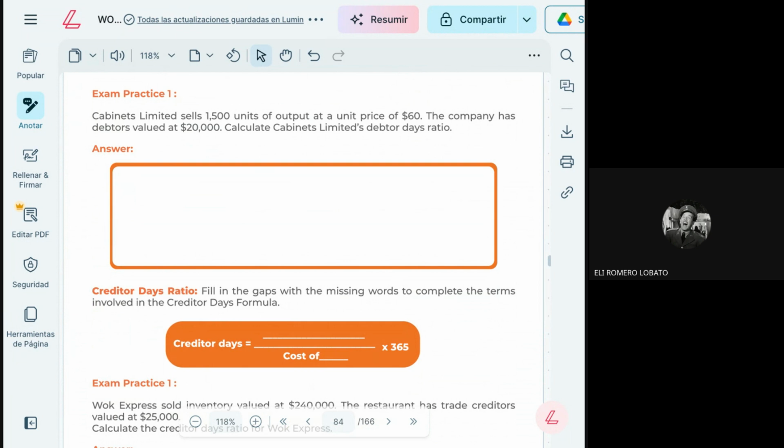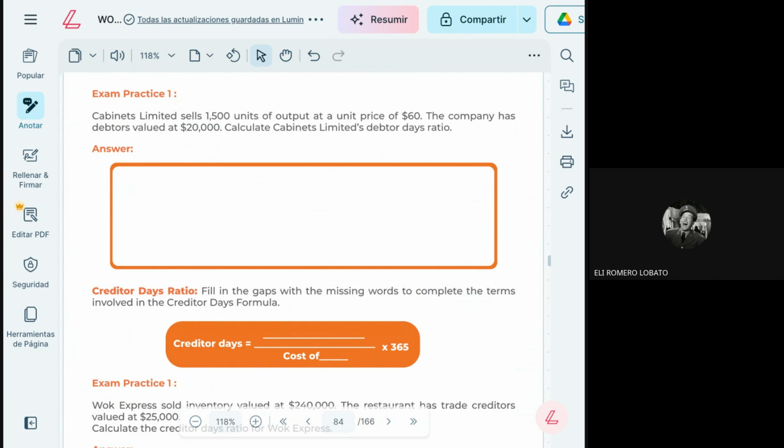It says here, Cabinets Limited sells 1,500 units of output at the unit price of $60. The company has debtors valued at $20,000. What do we need to do here? Calculate Cabinets Limited debtors days rate. Debtor days rate. So, first of all, what do we need to do?